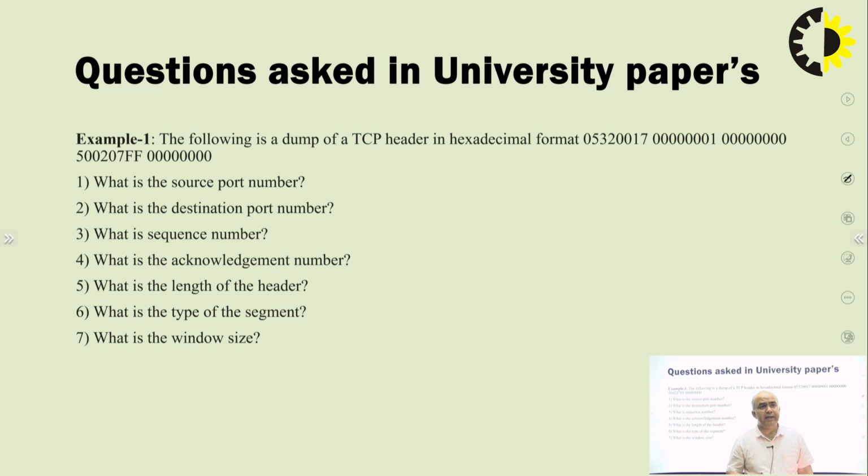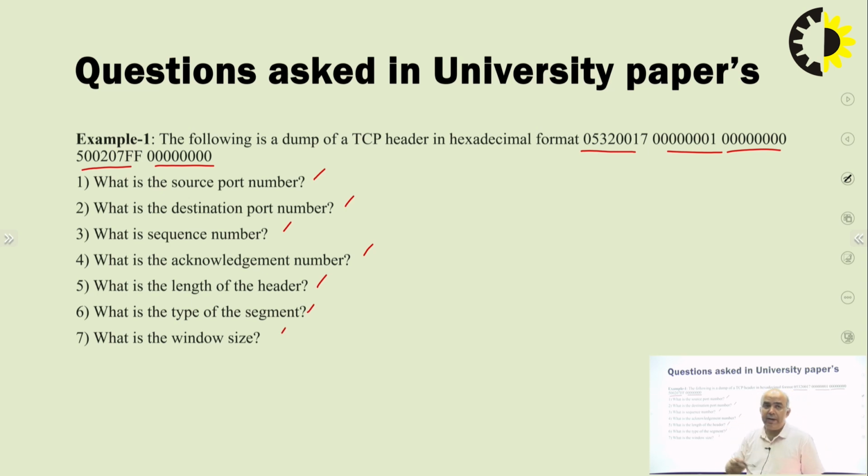In TCP, let us suppose we have received hexadecimal values. In this hexadecimal value, we have these numbers sent as 8-bit values. Now we have to identify the source port number, destination port number, sequence number, acknowledgement number, length of the header, type of the segment, and the window size.